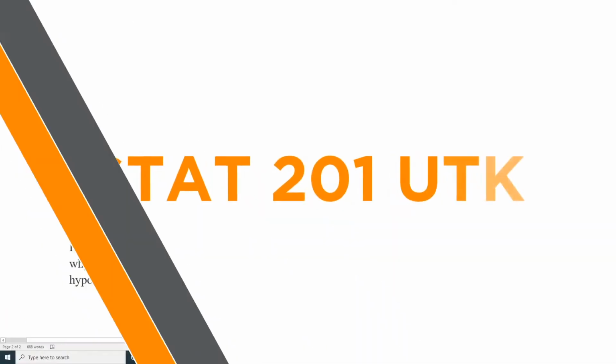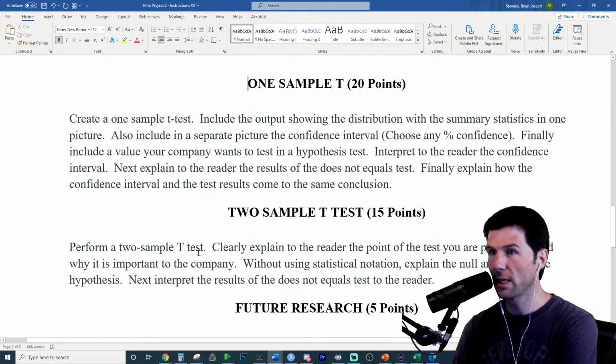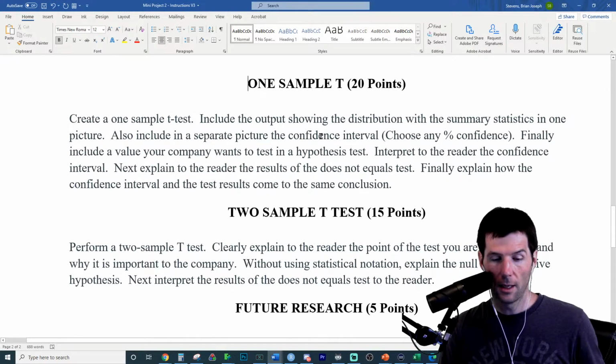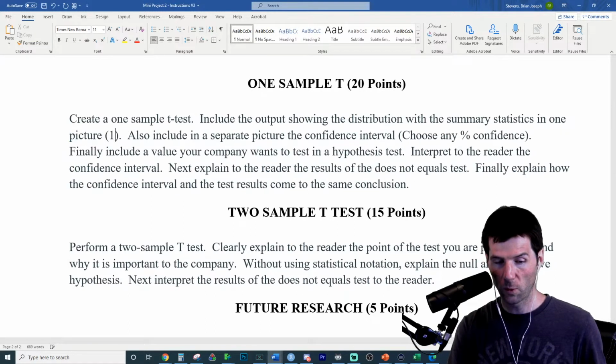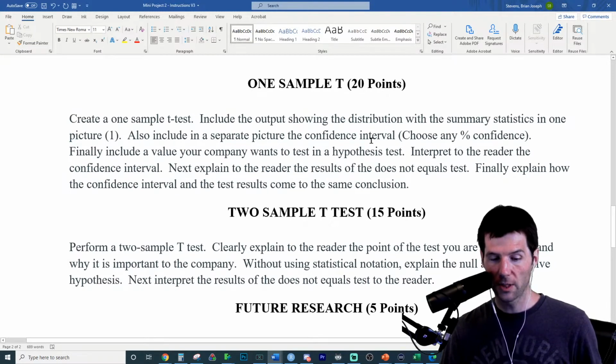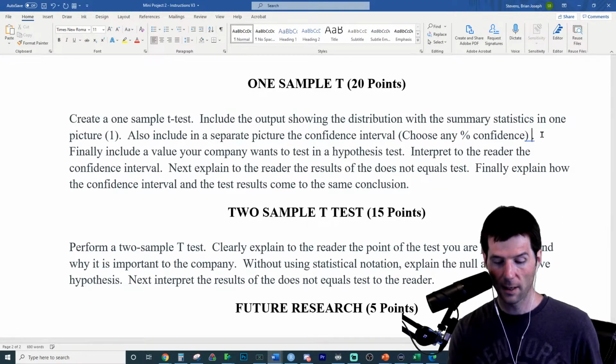Okay, one sample t-test. Time to do one sample t-test. I tell this for future Brian. Create a one sample t-test. Include the output showing the distribution with the summary statistics in one picture. That's a requirement right there. Also include in a separate picture the confidence interval. Choose any percent confidence. That's second.